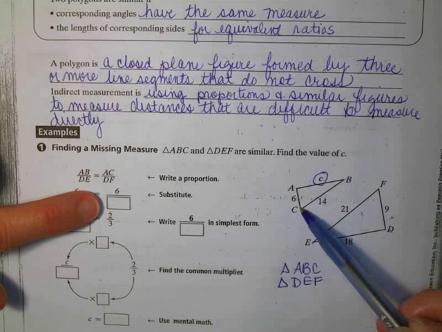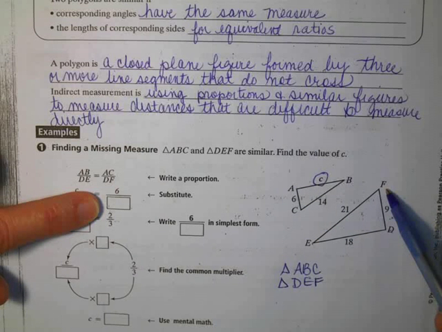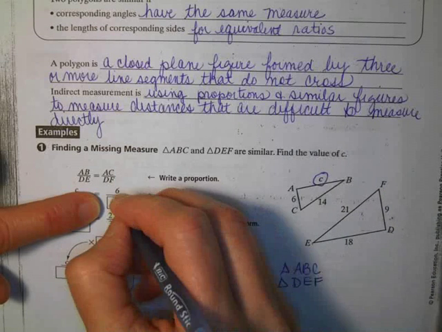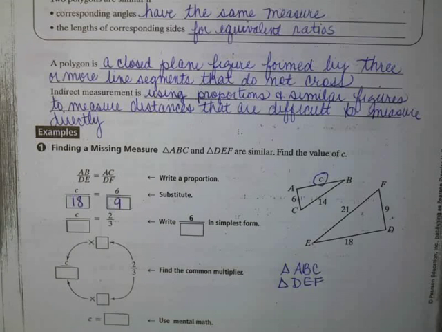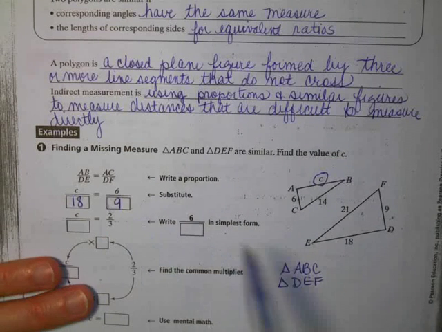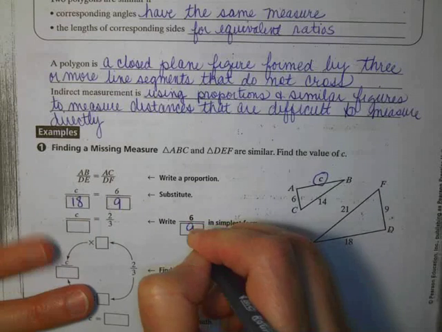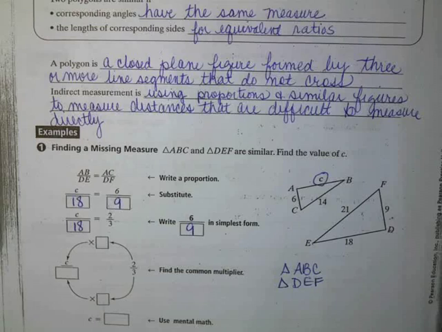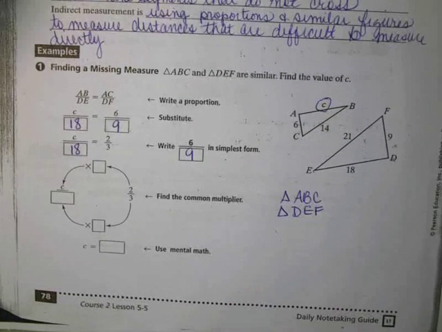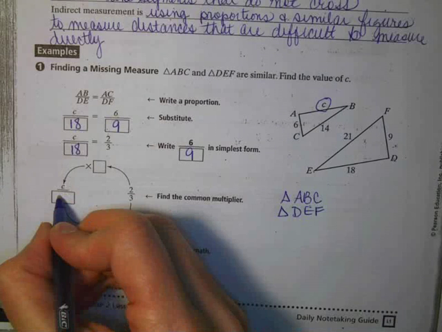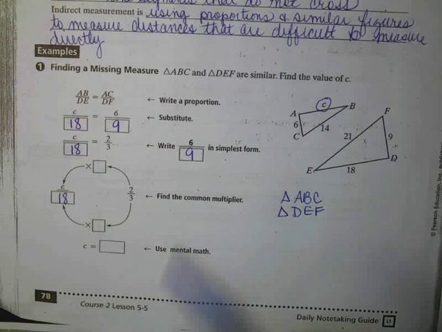Segment AC, right here, is 6. It corresponds to segment DF. So DF is 9. So I'm going to fill that in with a 9. At this point, in this example, they're asking you to write 6/9 in simplest form, which is 2/3. You don't absolutely have to do that. It can make your math a little bit easier, but it's okay if you don't. Since they had asked us to do it, we'll do it.